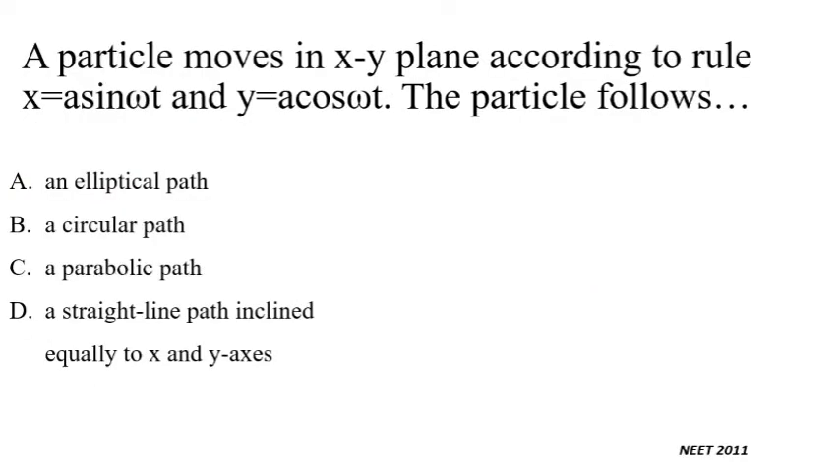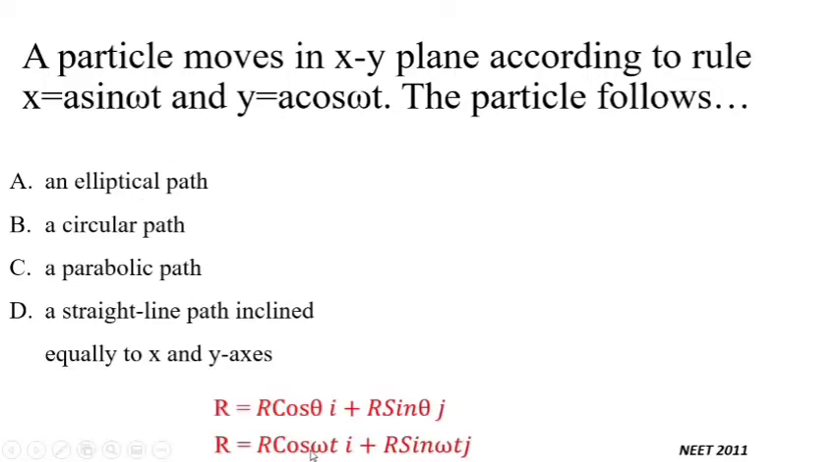In this problem, it is given that a particle moves in xy plane according to the rule x equal to a sin omega t and y equal to a cos omega t. The particle follows... Obviously, x and y coordinates are given in terms of a sin omega t and a cos omega t. This resembles our equation of position vector. The correct answer should be a circular path, not elliptical, not parabolic, and not a straight line either. So option B is correct.